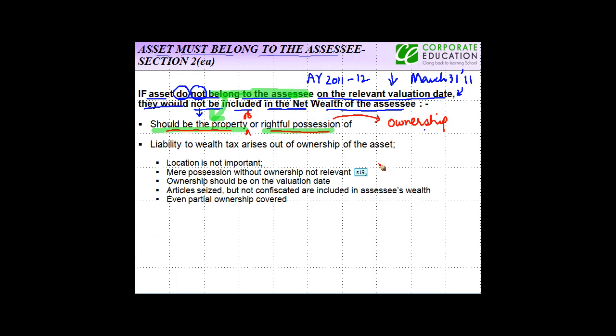Okay? This is what is written in the next line. Liability to wealth tax arises out of ownership of the asset. So the rightful possession has to be matched with the ownership. One without the other is not relevant. So the location is not important. So let's say you are staying in Delhi and the asset is located in Mumbai. It doesn't make a difference. Mere possession without ownership is not relevant.